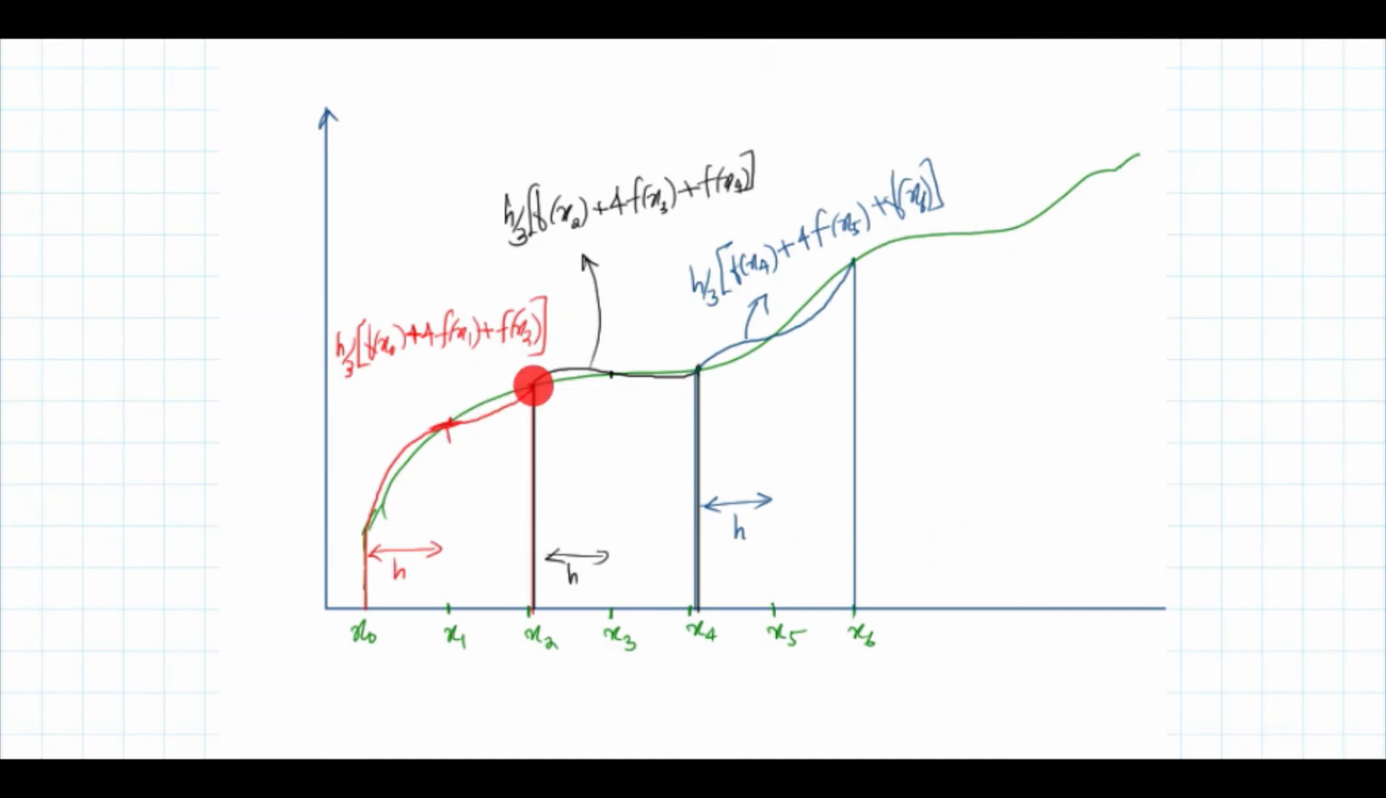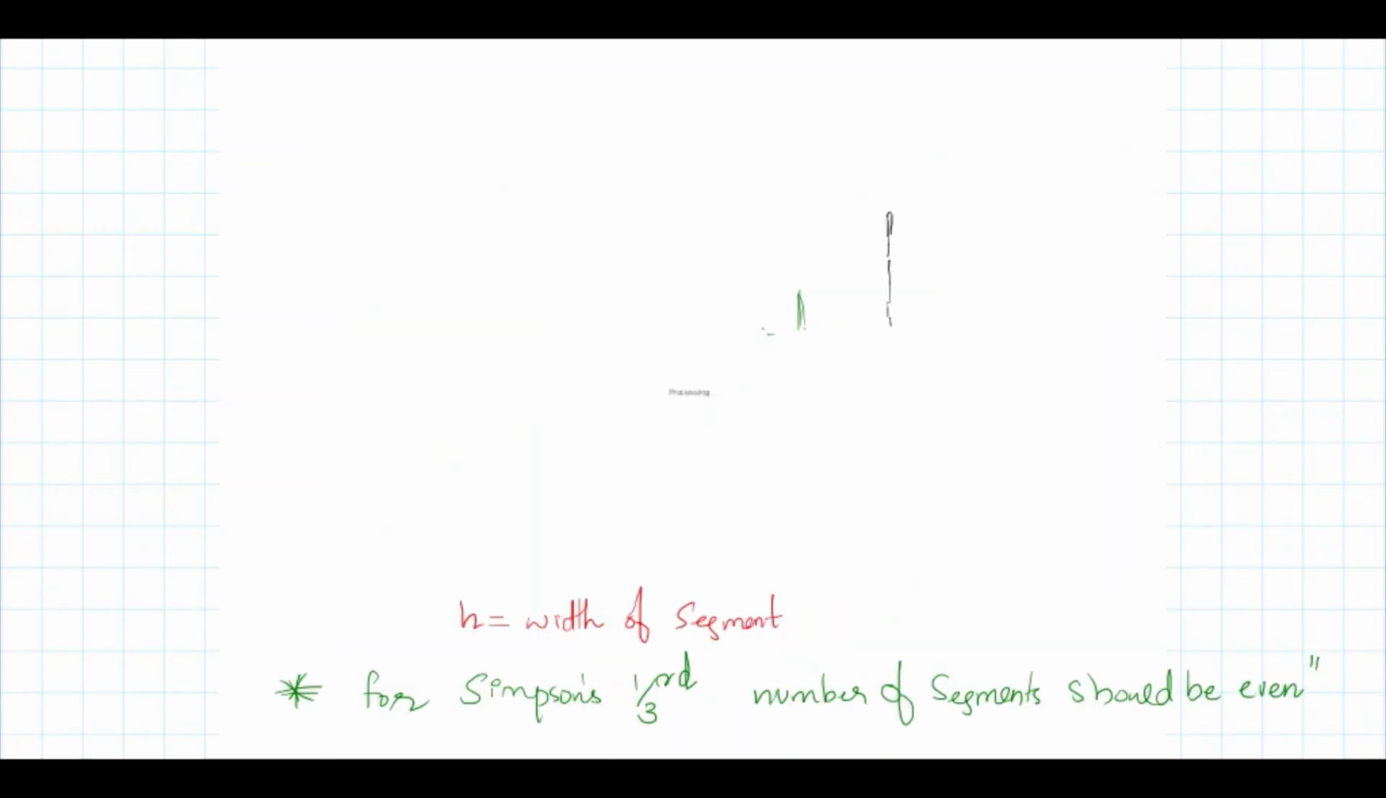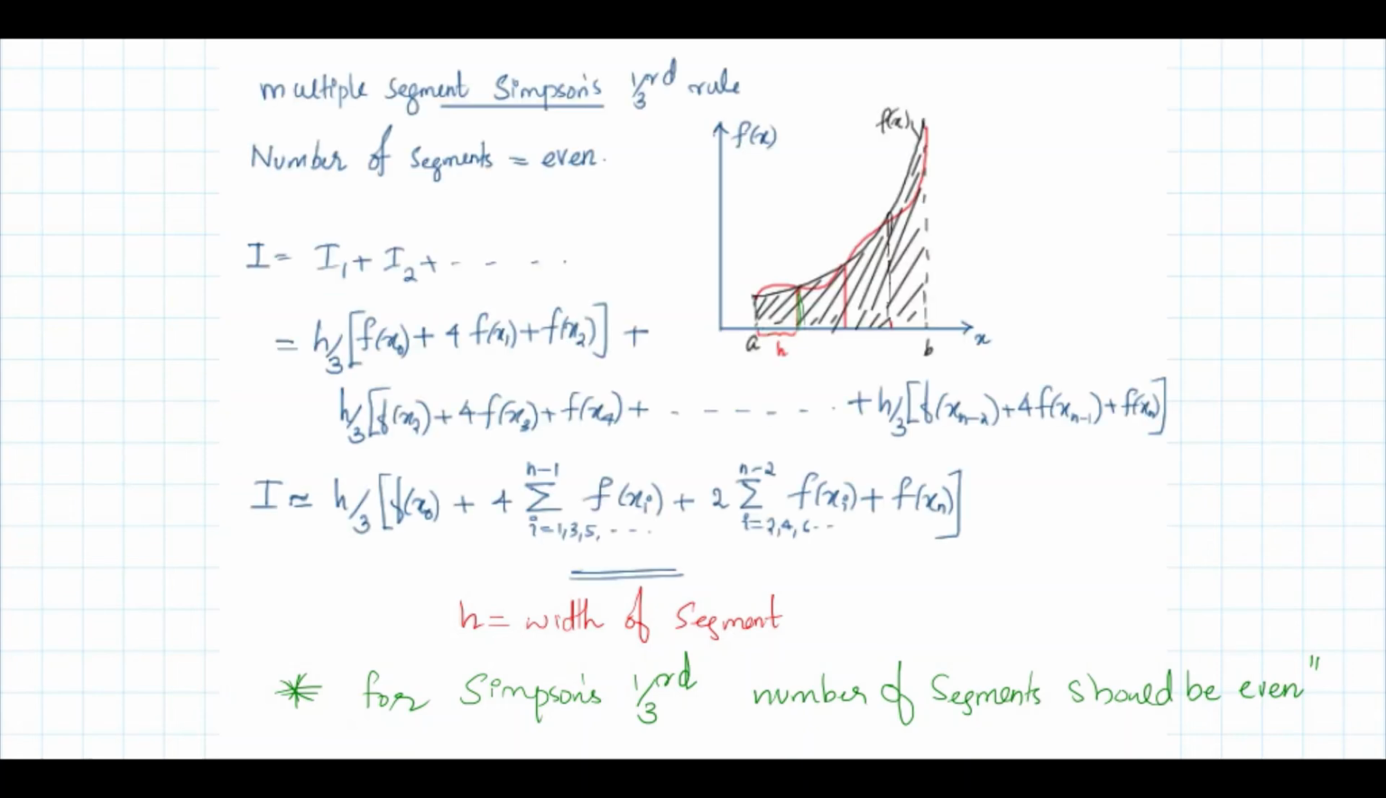Okay, in order to fit a quadratic one, you need 2 segments like this, each having a width h. Then for the next polynomial, 2 segments. For the next polynomial, 2 segments. Okay, so if you end up with a single segment, then it is not possible to fit that polynomial. So for multiple segment Simpson's 1/3 rule, the number of segments should be even.